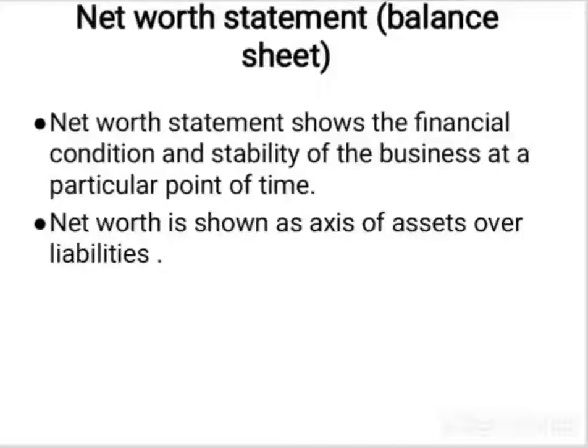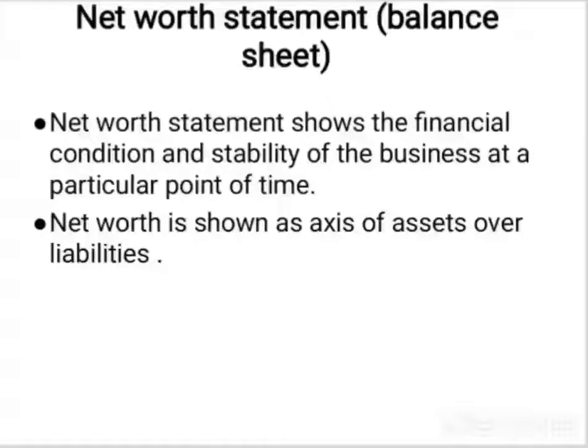This is again an item in the farm inventory, that is, the preparation of the balance sheet. We will explain the balance sheet in the practical session. There, in the pro forma balance sheet, you will see the asset side and the liability side. By preparing the balance sheet, what we get at the end is the net worth of the particular business or firm. So the net worth statement shows the financial condition and stability of the business at a particular point of time.